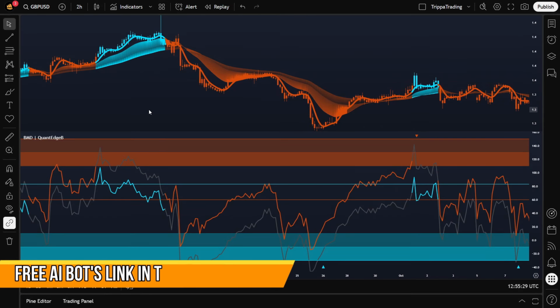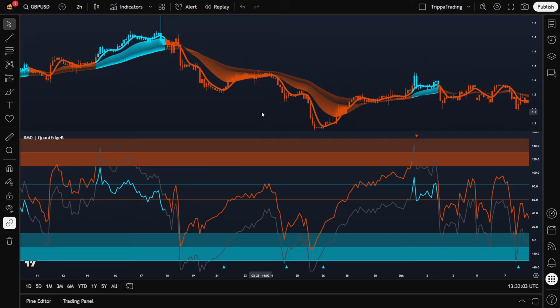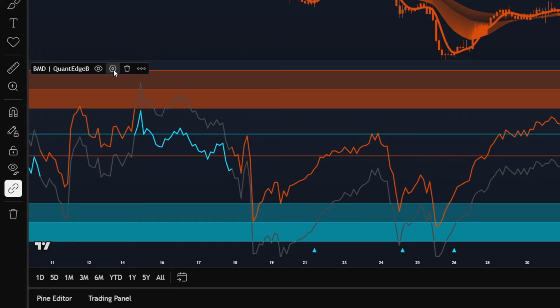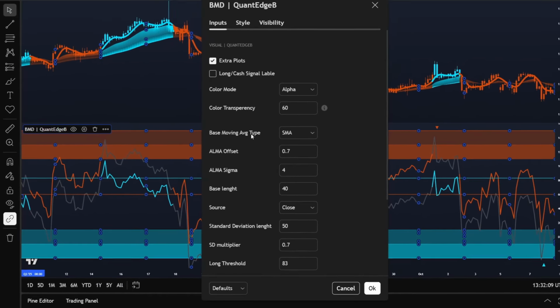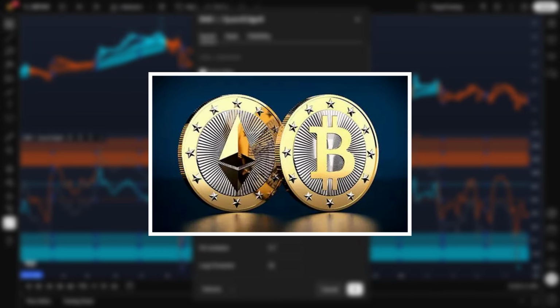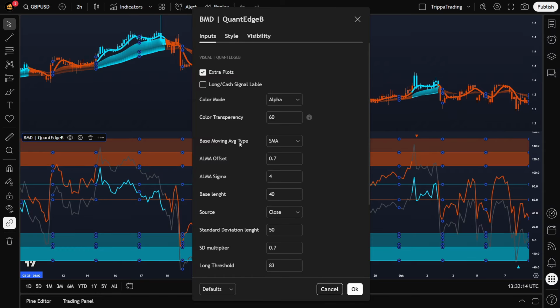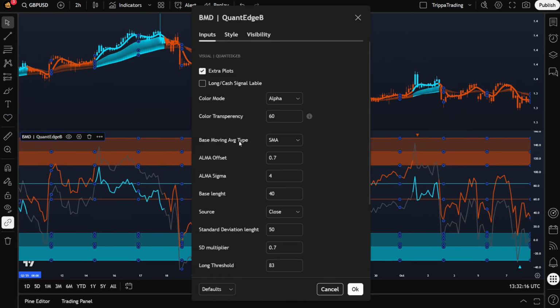To get accurate readings, you need to have the accurate settings. You can open the settings from here. Later in the video, I will share specific settings for this indicator that you can use for forex market, gold, crypto, stocks, etc. So make sure to watch the complete video till the end.